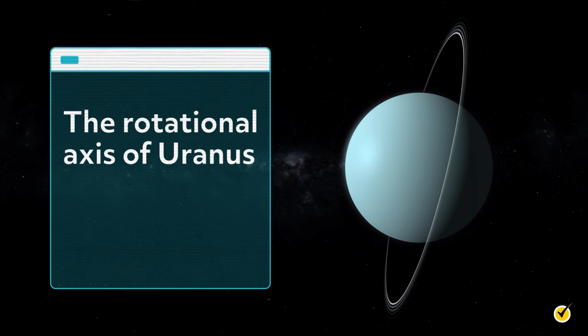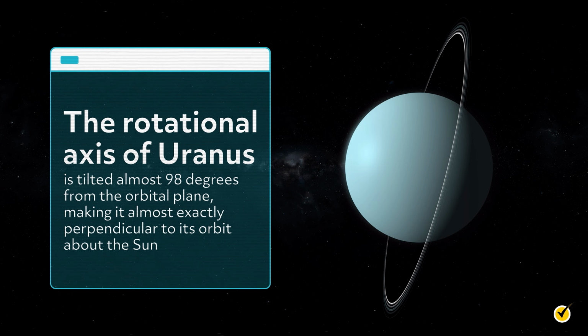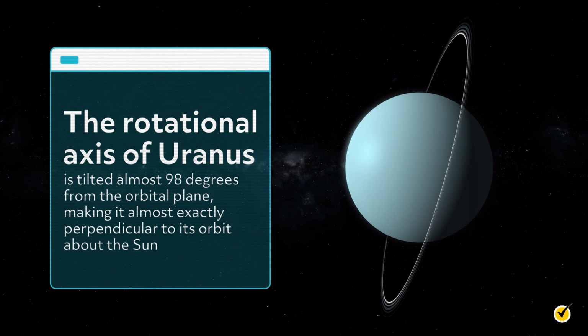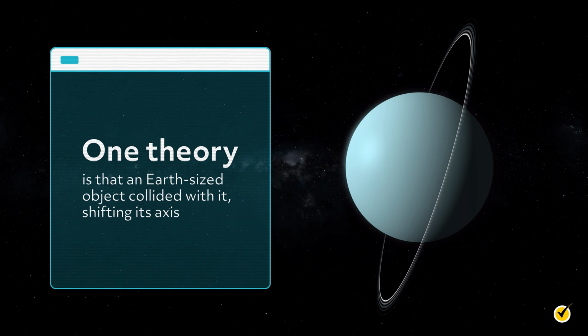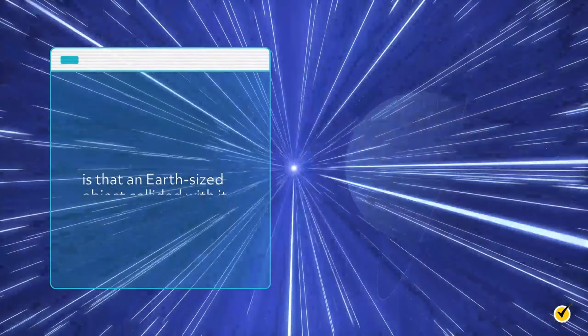The rotational axis of Uranus is tilted almost 98 degrees from the orbital plane, making it almost exactly perpendicular to its orbit about the Sun. One theory is that an Earth-sized object collided with it, shifting its axis.